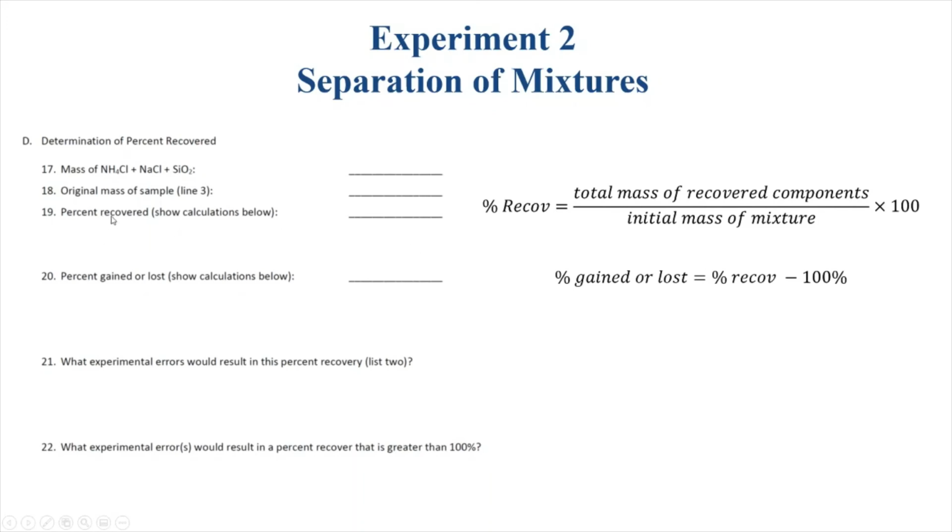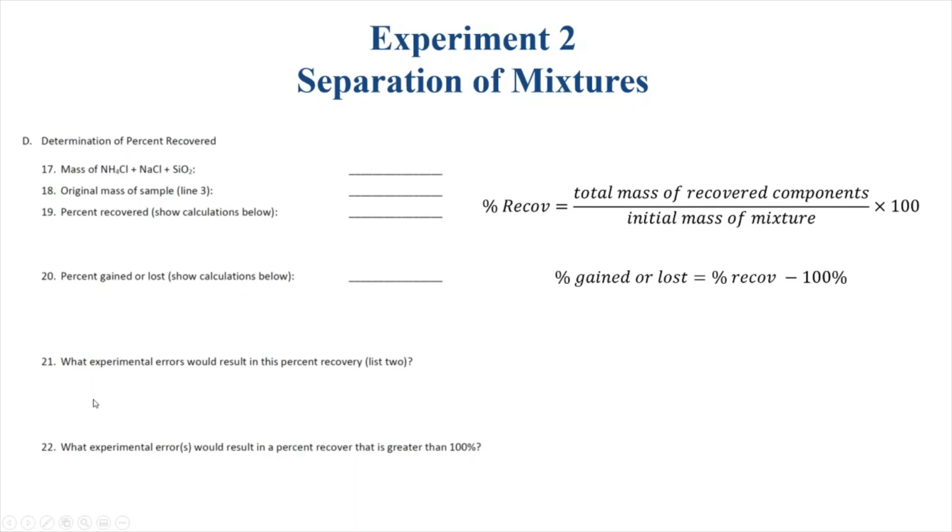So we're going to write that percent recovered here. And then you'll get the original mass from line 3, and then the mass of each of these from the different parts, A, B, and C. So in this particular experiment, we're going to find that the percent recovered is less than 100%. This particular group did a pretty good job. You'll calculate the number of what they actually got, but it's not going to be 100%. So you're going to then calculate your percent gained or lost using the equation that I have over here.